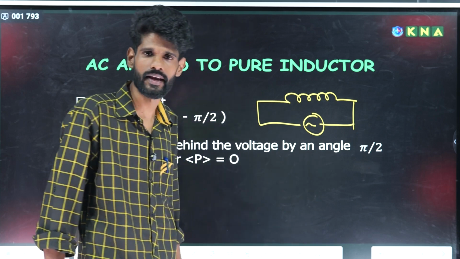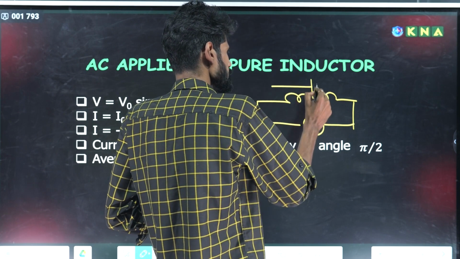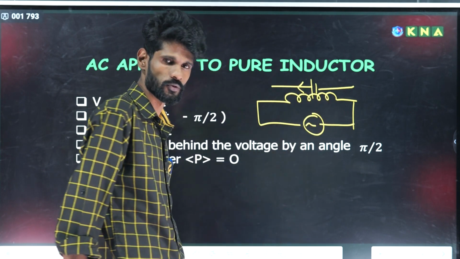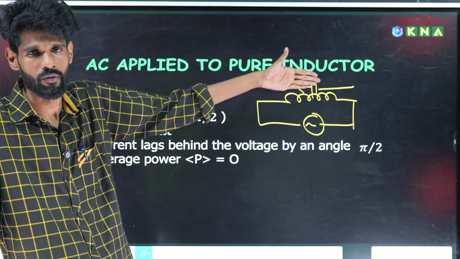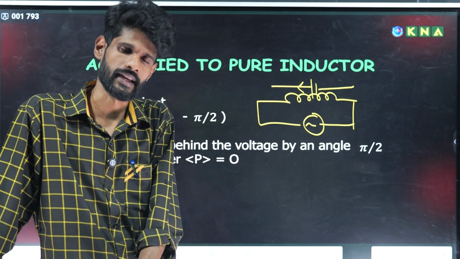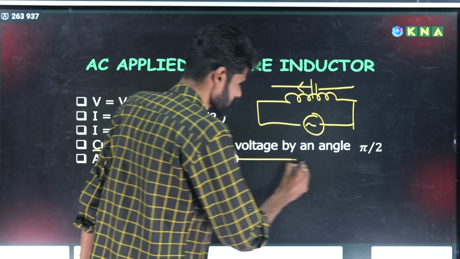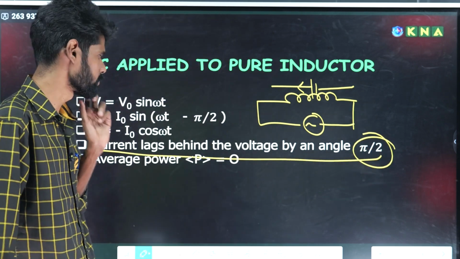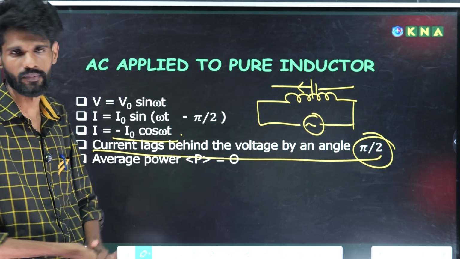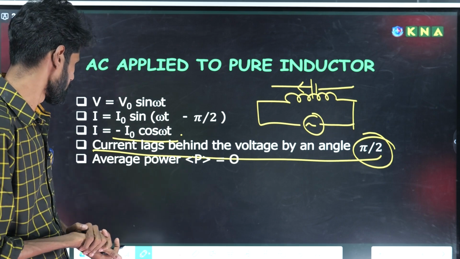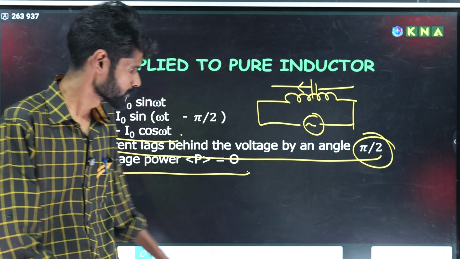So we know that according to Faraday, an EMF is induced, and after that the current is induced. So initially EMF is induced, and only then the current. That means EMF is induced first, then current. So EMF leads, and current lags. So current lags behind the voltage by a phase angle of pi by 2. So here current is equal to minus I naught cos omega t, since sin(omega t minus pi by 2) is equal to minus cos omega t. So average power consumed in a pure inductive circuit is equal to 0.